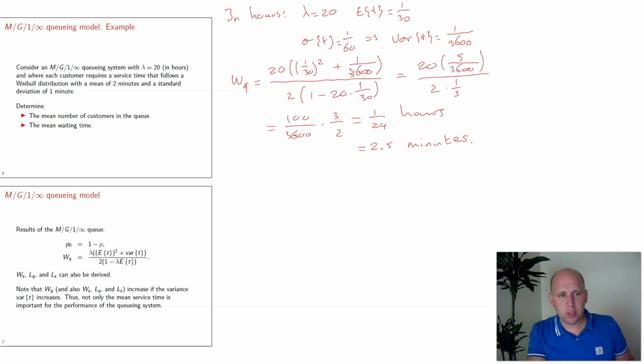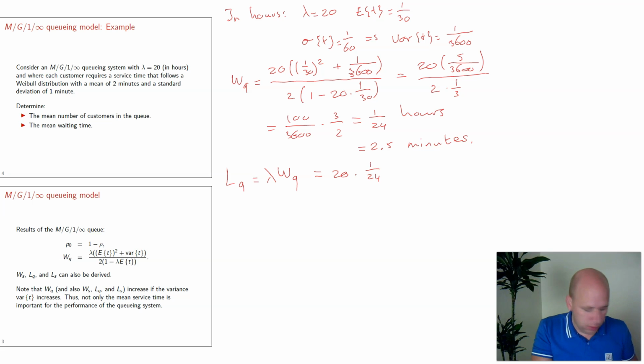The second question is, what is the mean number of customers in the queue? That's basically the first question, but we first need to calculate the mean waiting time before we are able to calculate the mean number of customers in the queue. For that, we have Little's formula, one of the two: LQ is lambda times WQ. So we get 20, in hours, so we use WQ also in hours, which is 1 over 24, and that gives us 5 over 6. So 5 over 6 is the expected number of customers in the queue. On average we have 5 over 6 customers in the queue, and we have a mean waiting time of 2.5 minutes.